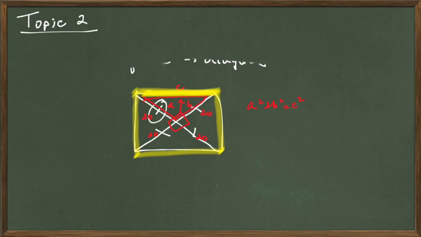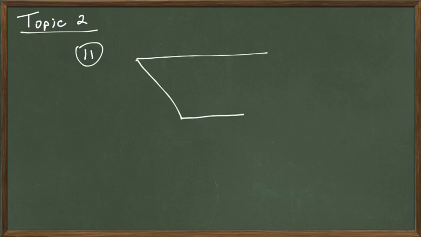All right, let's do question 11. On 11, you've got a trapezoid. I know it's a trapezoid. I'm showing that those two sides are parallel to each other. All I know is that it's a trapezoid. I don't know that it's isosceles. I was not told this information, so I can't use that.